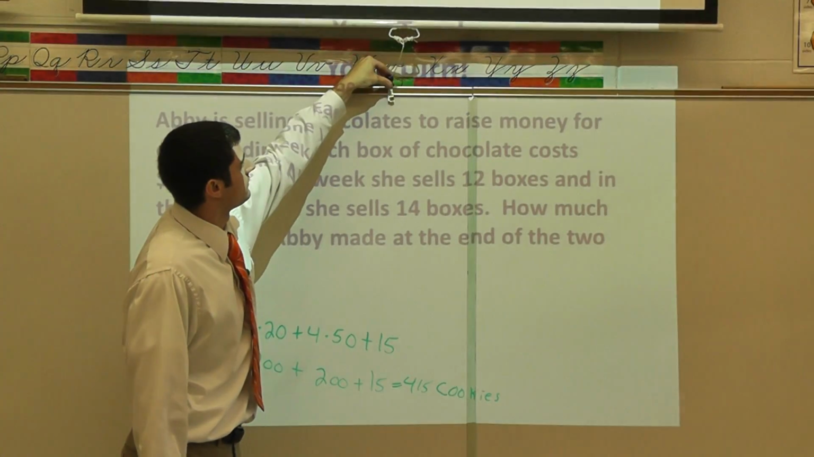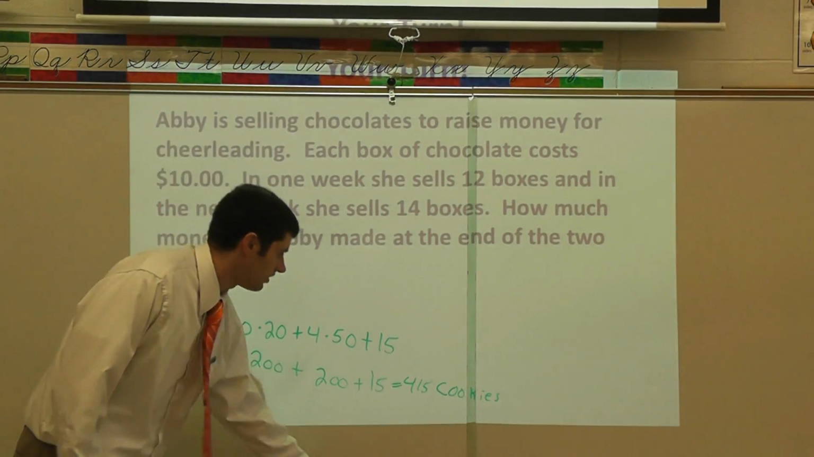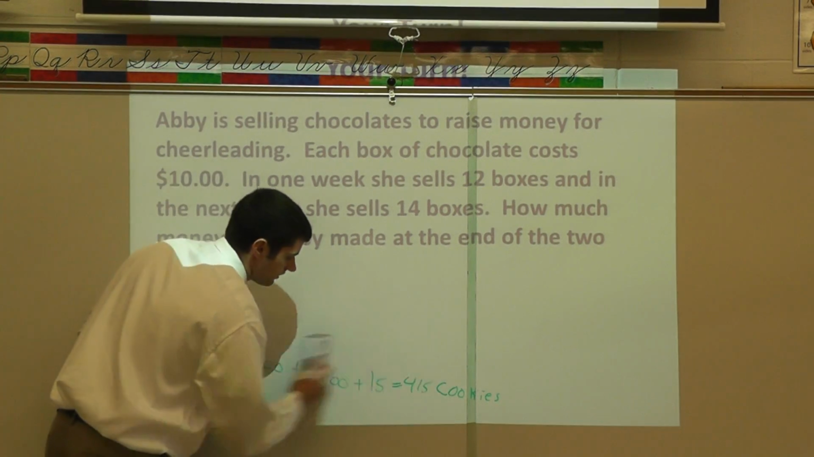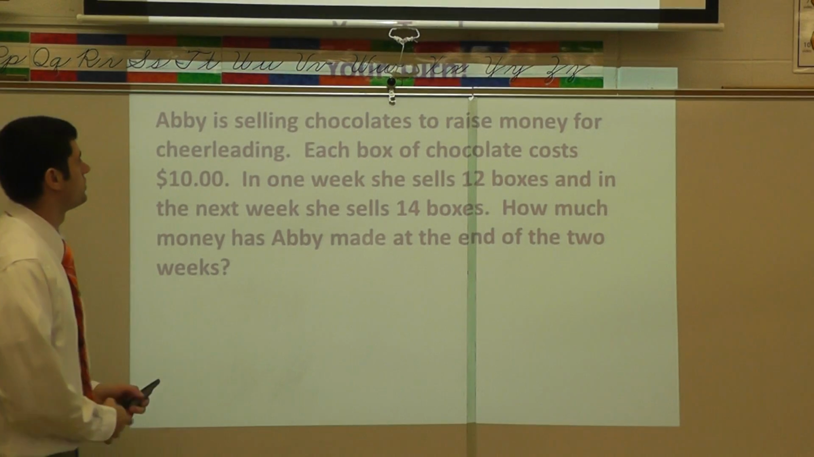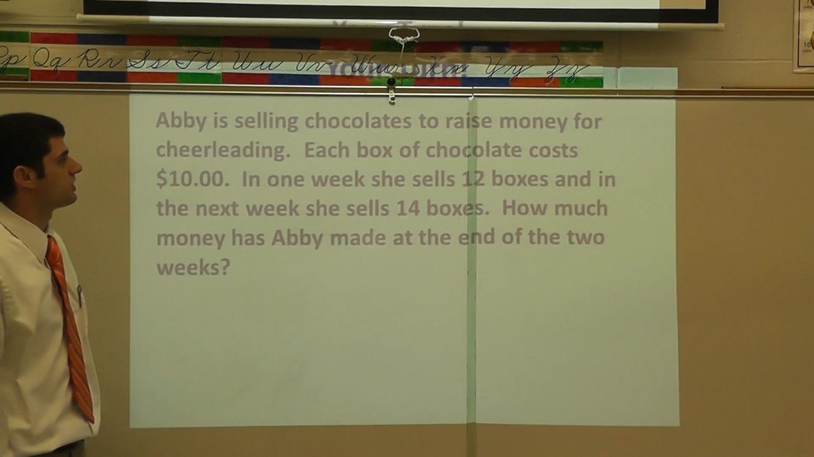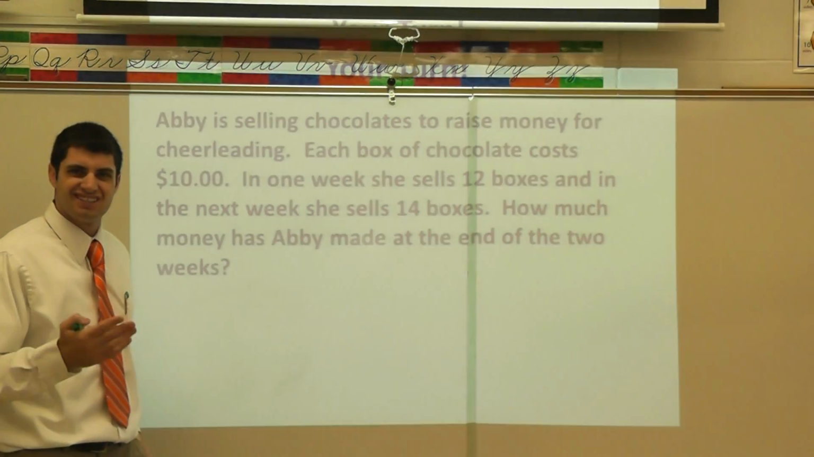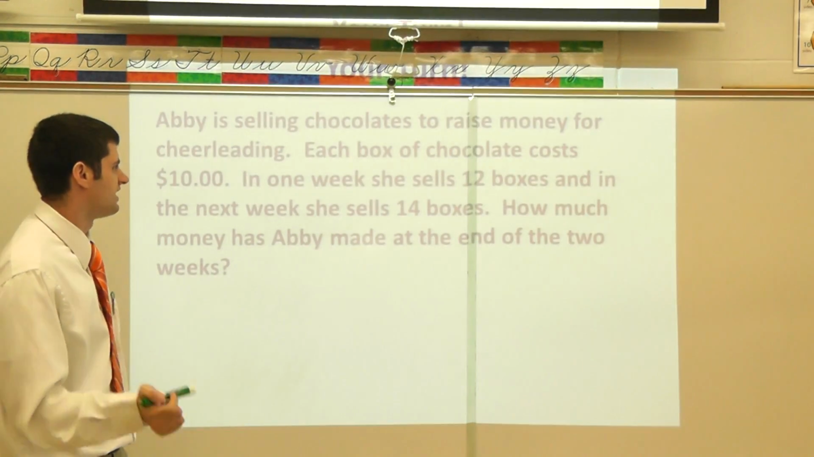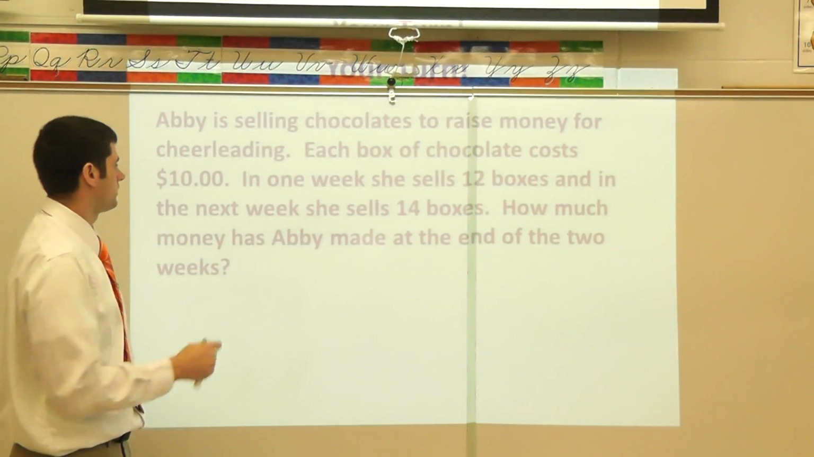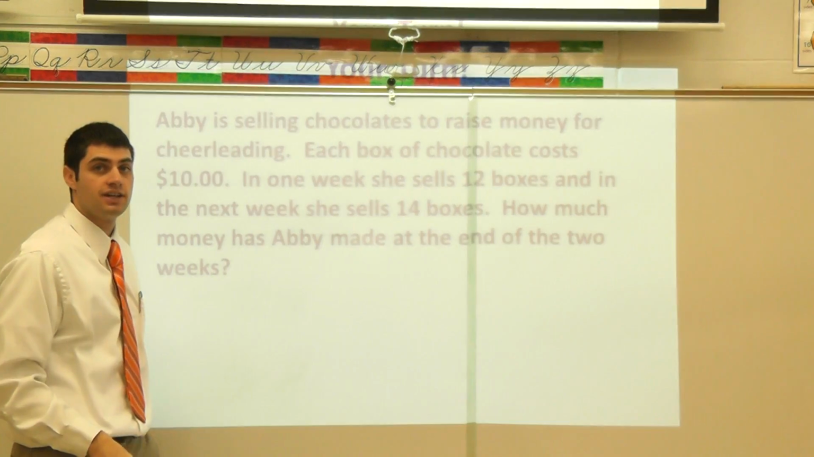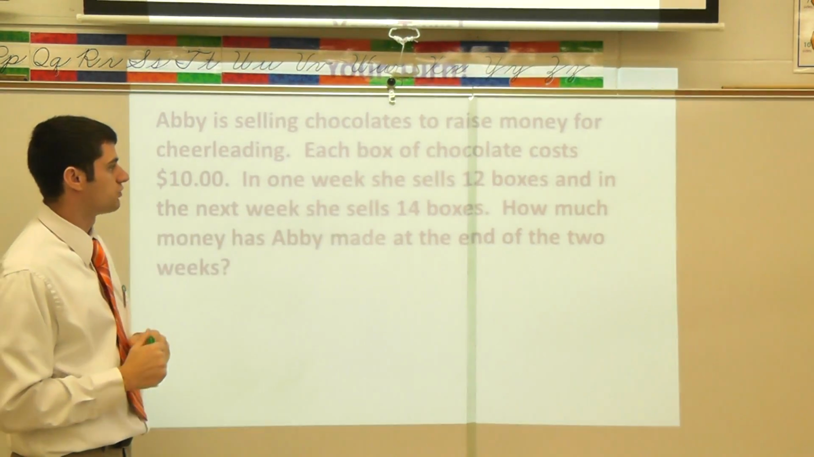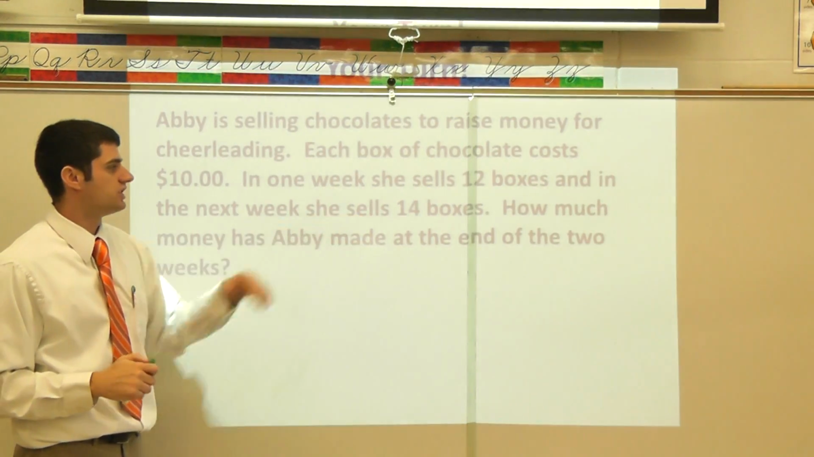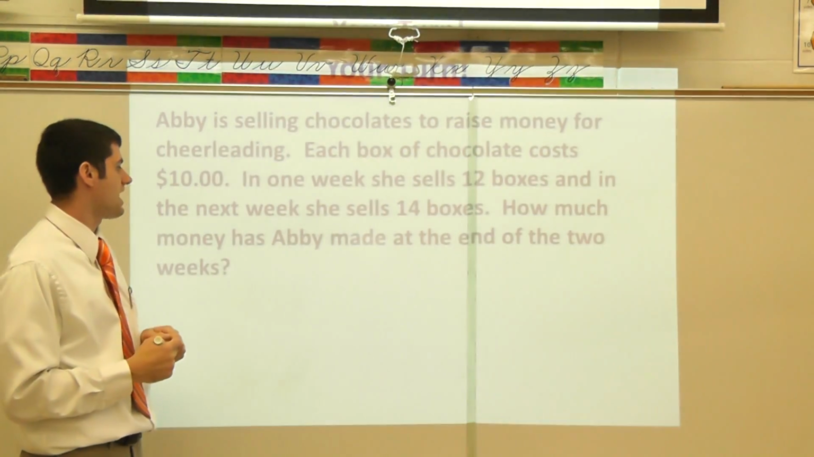Alright, let's follow our same pattern that we followed in our last question. Very first thing, what do I know? Well, Abby's selling chocolates to raise money for cheerleading. It's not really a big fact in here. I know that each box of chocolates costs $10. That's a big fact. Knowing that each box she sells is $10. In the first week she sells 12 boxes, and in the second week she sells 14 boxes.